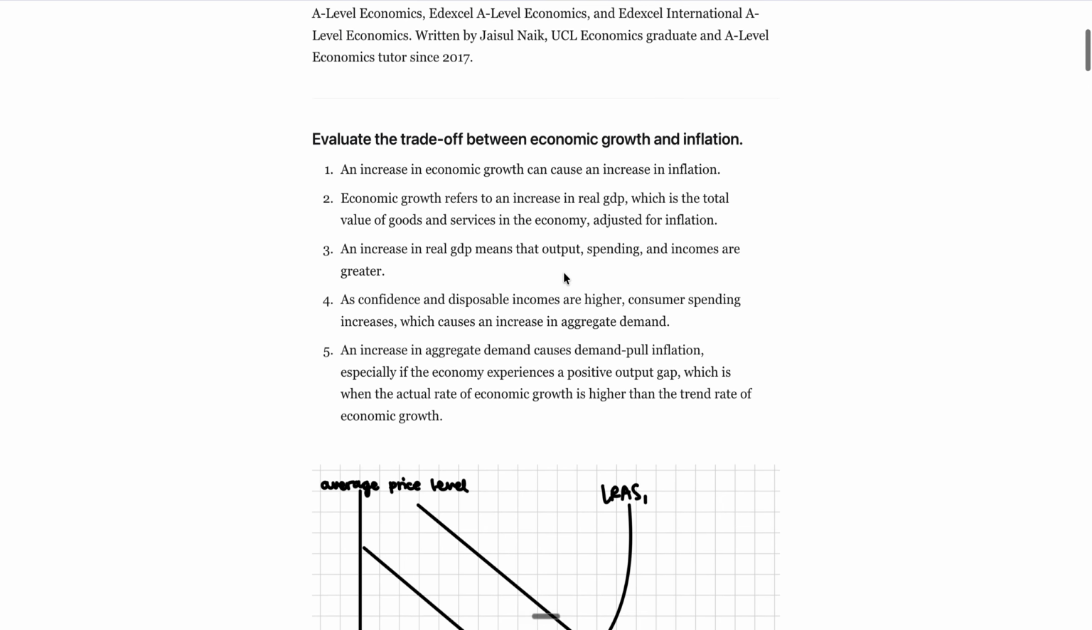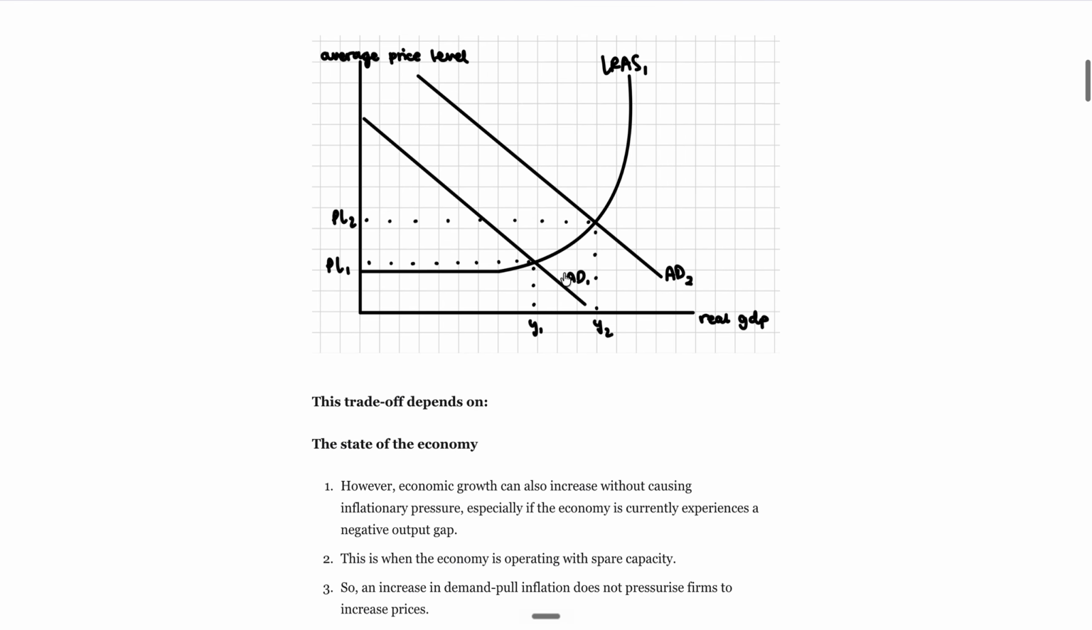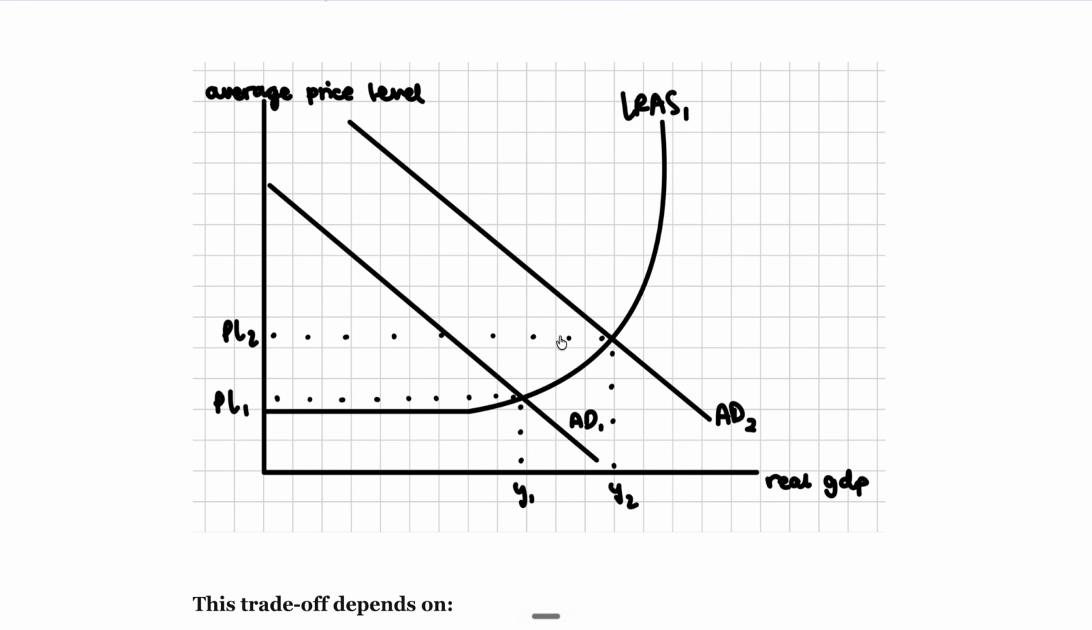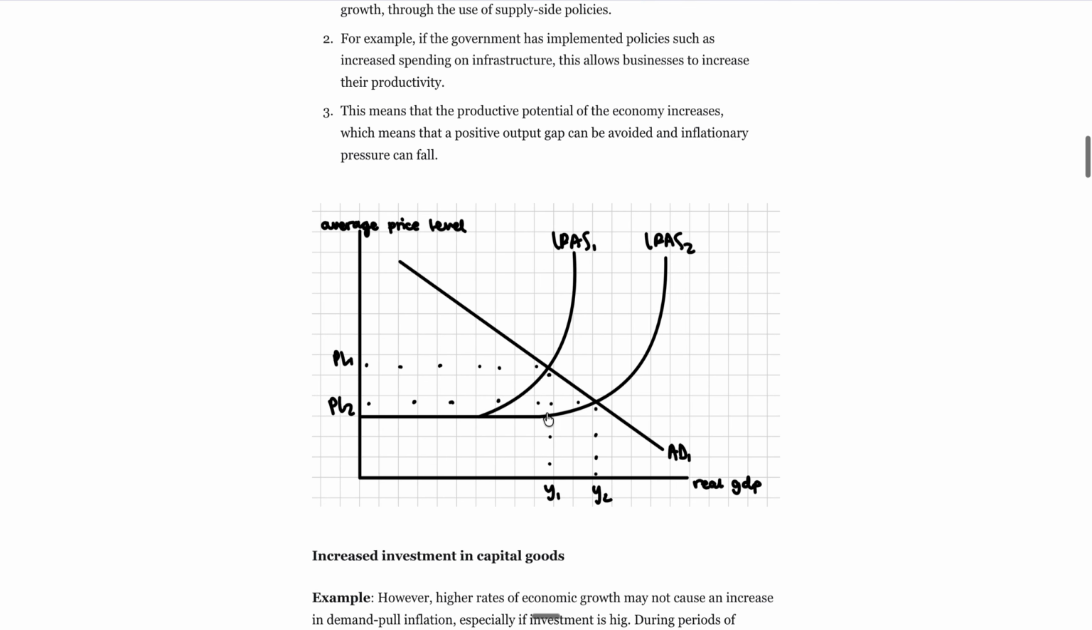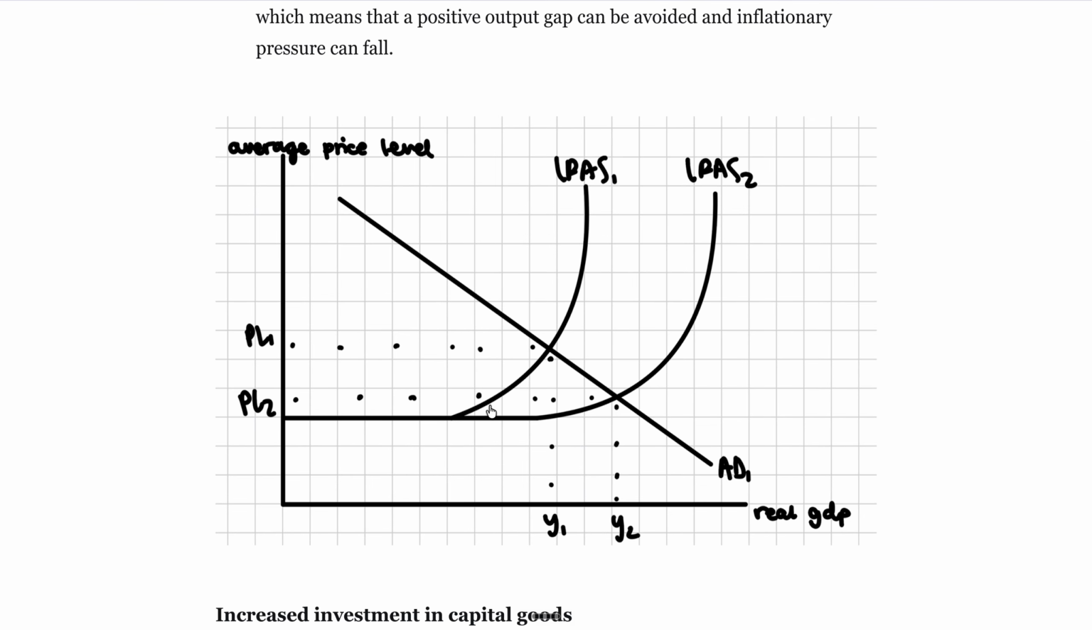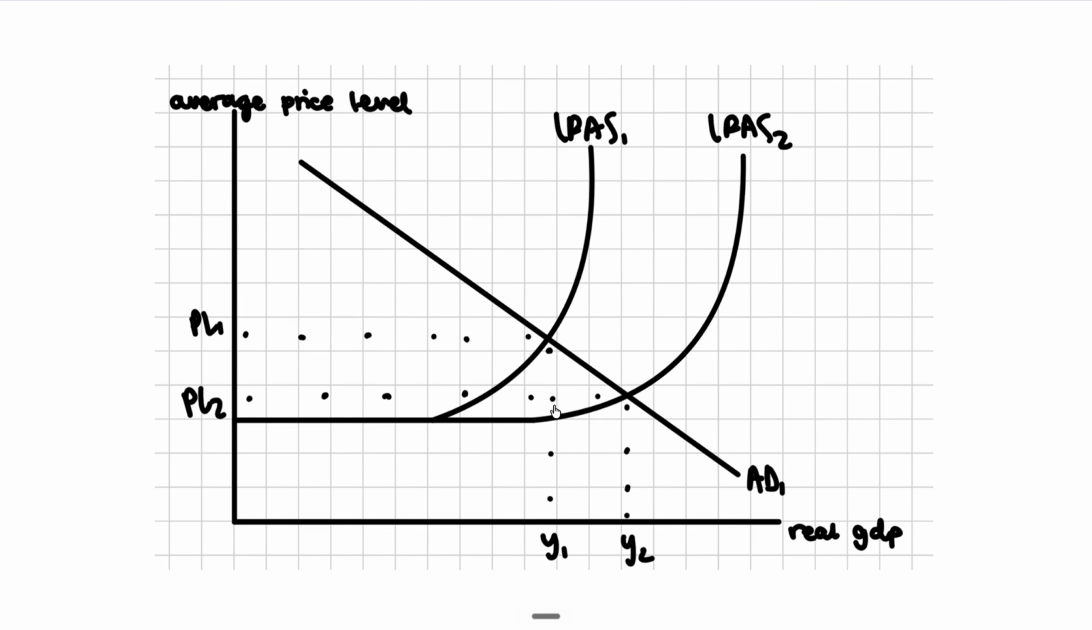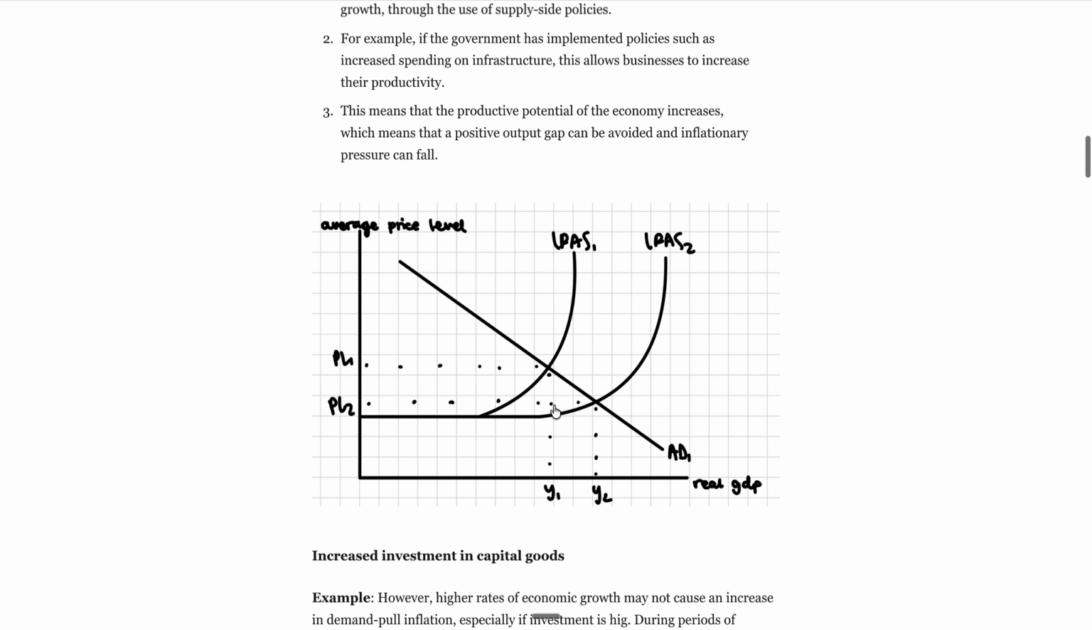But here's a tricky bit. Let's evaluate it. So there's 2 points we can make here. Often we might want to save supply side policies as a separate paragraph, but that's one argument. Supply side policies can be used to increase economic growth whilst actually allowing disinflation to be experienced.